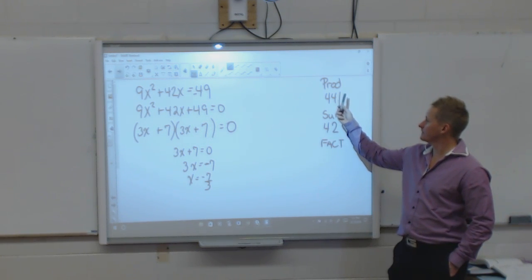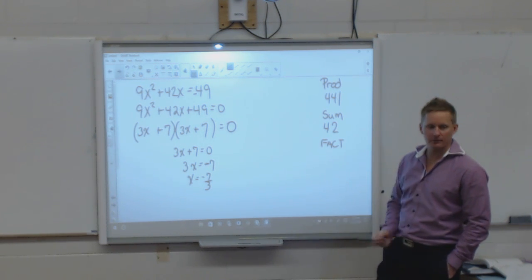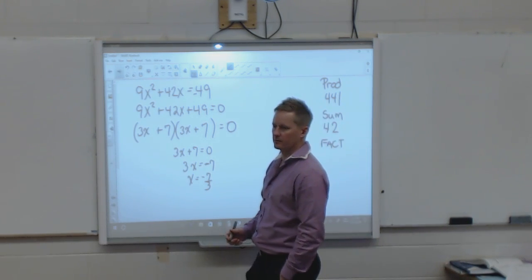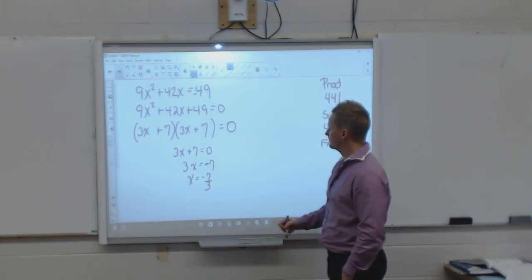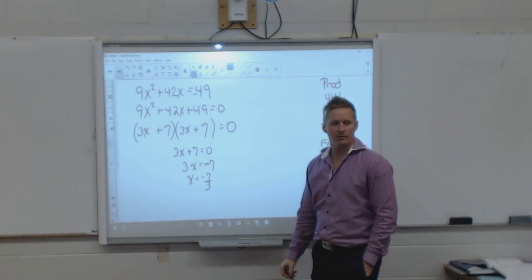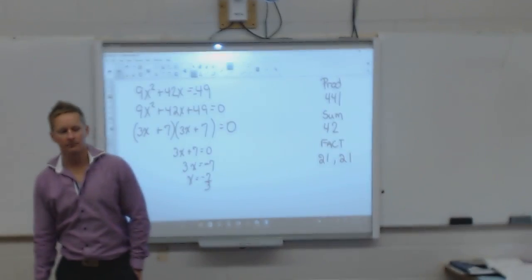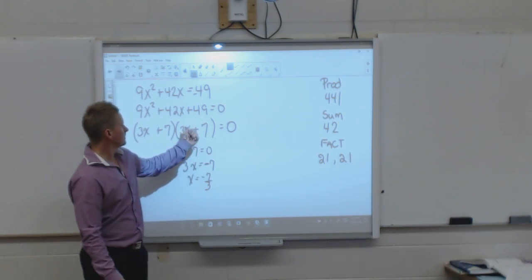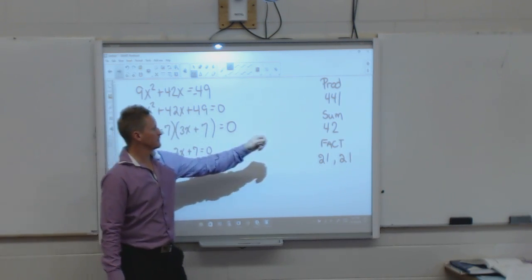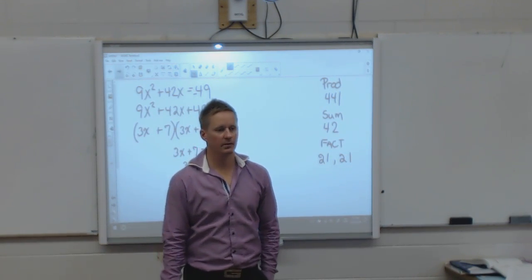So going back to this, 441. What were the two numbers, the two factors? Anybody think they can get it? 21 and 21. Yes, it is. The other way I know this, if I multiply that by that, it gave me another perfect square. So that worked out as well.